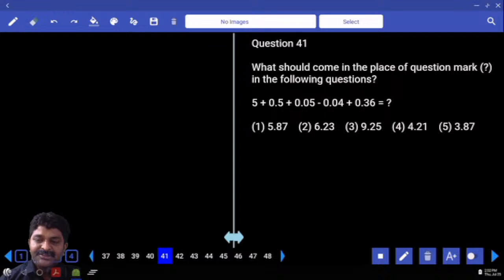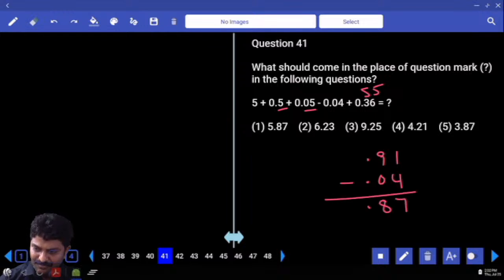Is the number after the decimal sufficient to answer the question? 0.5 or 50? One and the same? Plus 0.05, that is 0.55. 0.55 added to this number becomes 0.91. From that, if you subtract 0.4, the answer should end with 8.7. How many options are there? 2 options are there. Is there any carry when we started with the number after the decimal? Let's consider only the integer, which is 5.